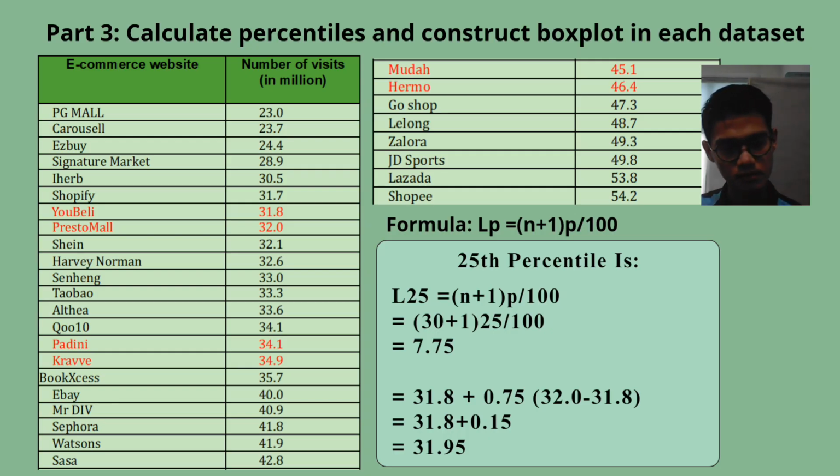My part is 3. Calculate percentile and construct box plot for each dataset. This is the table arranging data from lowest to highest.